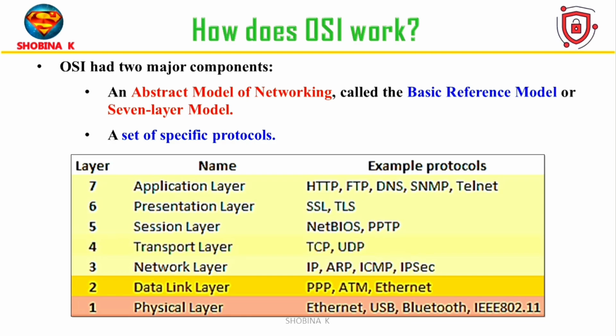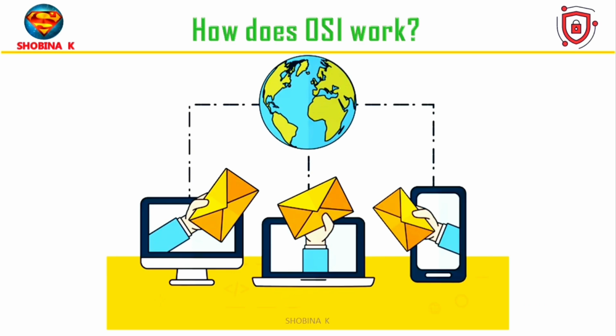Next, a set of specific protocols. They operate on each layer. These protocols define the rules and standards for communication within and between layers, which ensures that devices from different manufacturers can work together effectively. Now let's understand how OSI works with a real-world example.